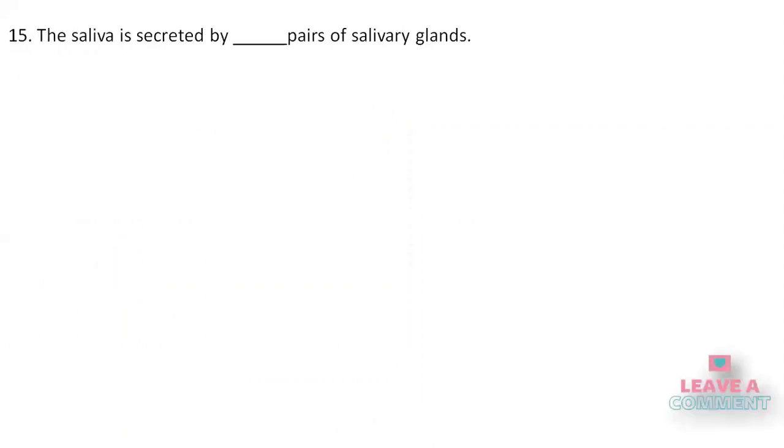The saliva is secreted by dash pairs of salivary glands. And here the options are option A, 2, or else option B, 3. I hope it must not be so difficult to guess. Here the correct answer is option B, that is 3 pairs of salivary glands.